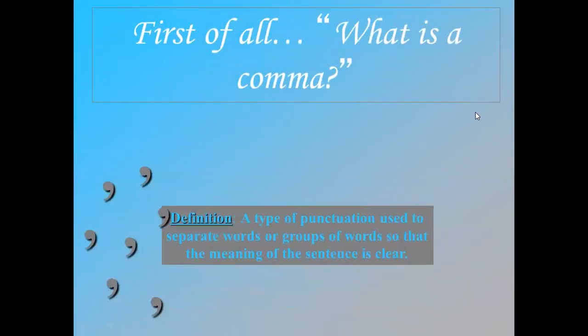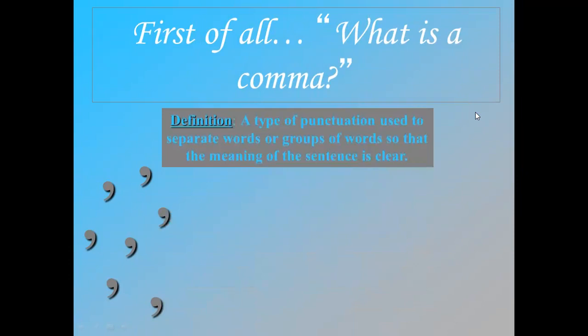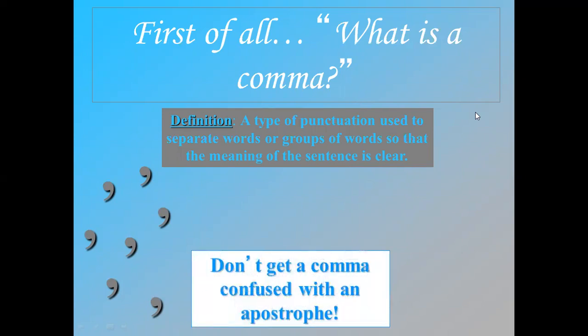First of all, what is a comma? Definition: a type of punctuation used to separate between words or a group of words so that the meaning of the sentence is clear. So if we're using more than two words, we use a comma to separate between those two items or words. And please don't get a comma confused with an apostrophe.